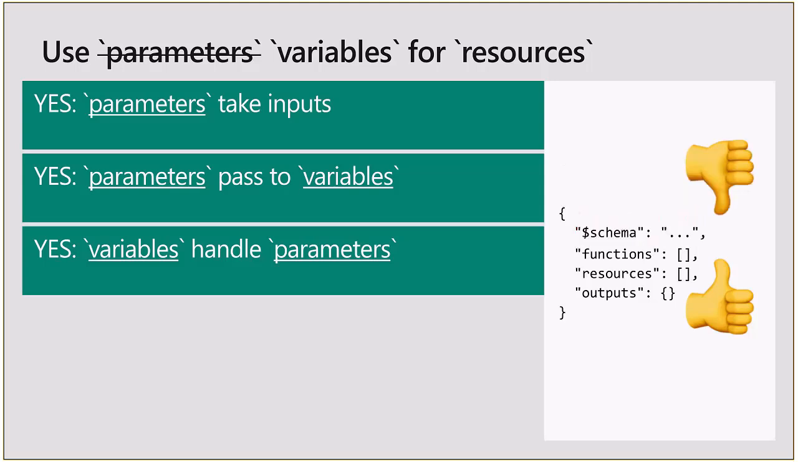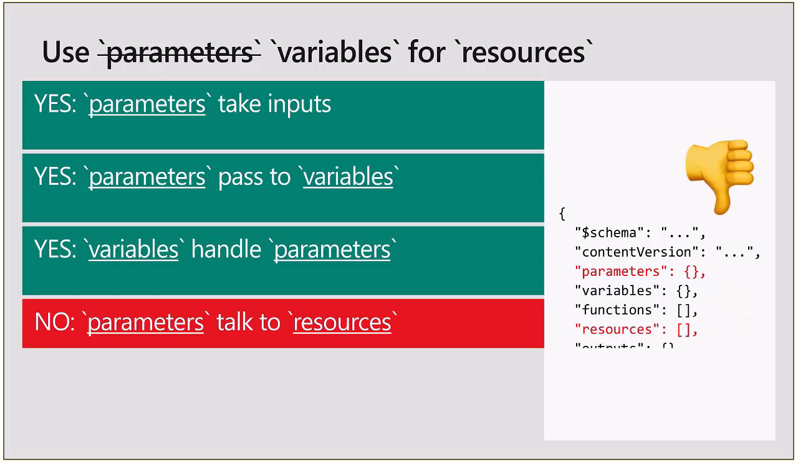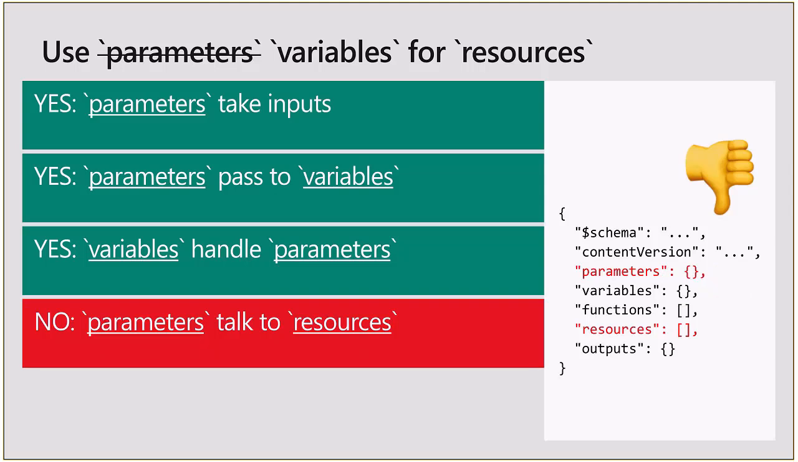Actually, there is no harm. It's completely legit to use parameter values for your resource definition. But that doesn't necessarily mean this is an efficient or productive way. So think about this example.